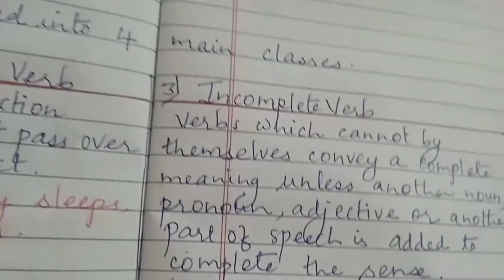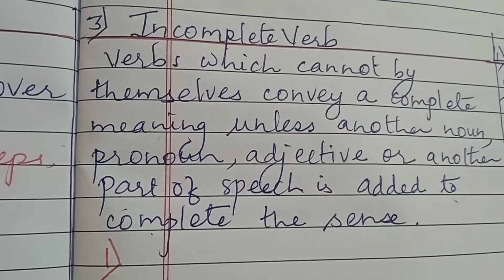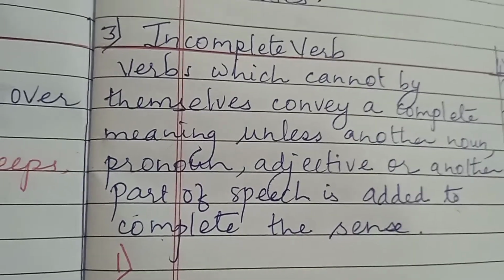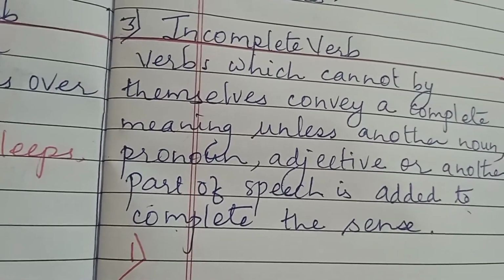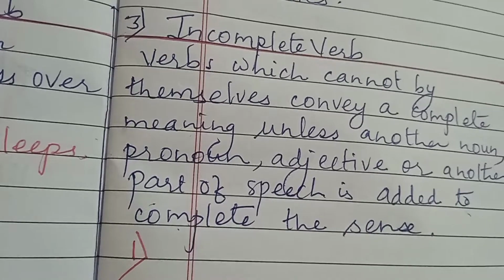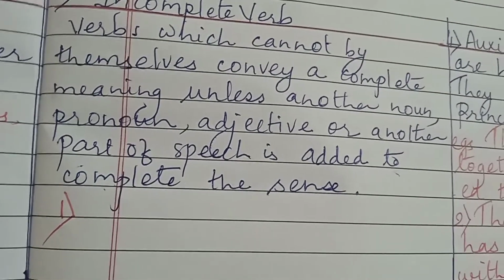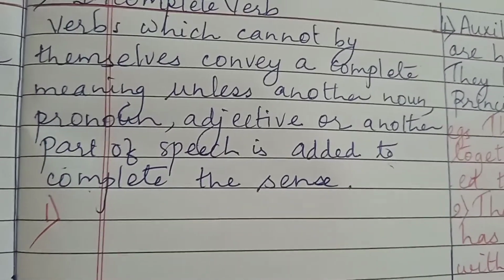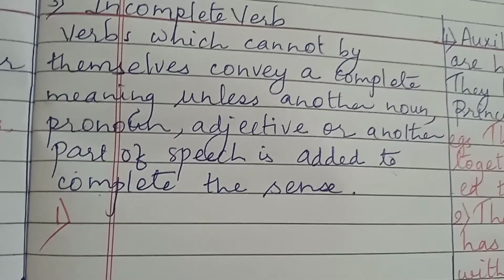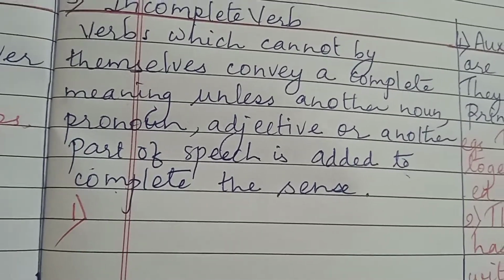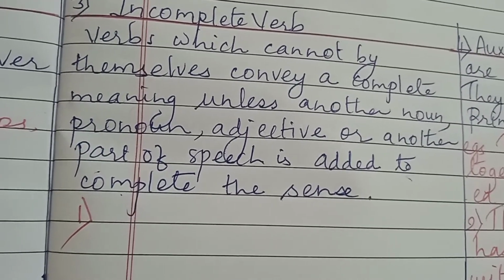Third type of verb is the incomplete verb. Incomplete verbs meaning those verbs which cannot by themselves convey a complete meaning. It has some meaning but not complete meaning. This type of verbs has some meaning but it cannot have complete meaning unless and until we add another noun, or a pronoun, or an adjective, or another part of speech to it.